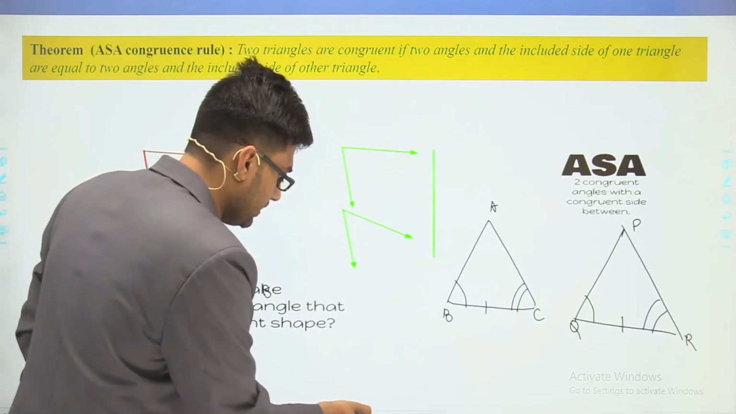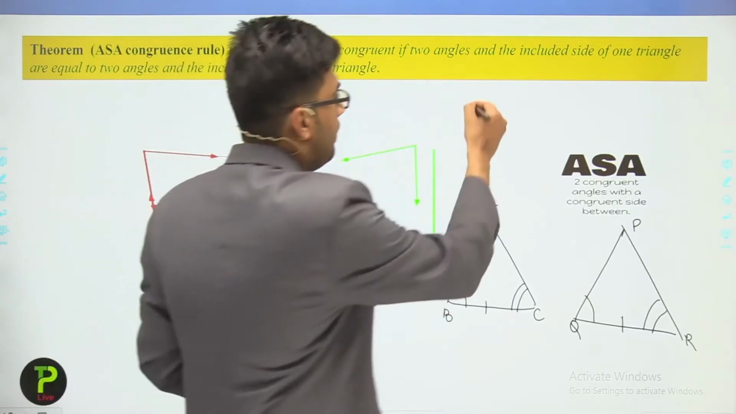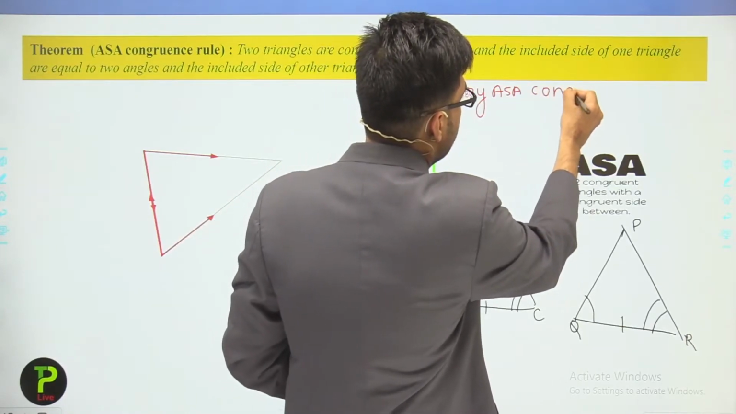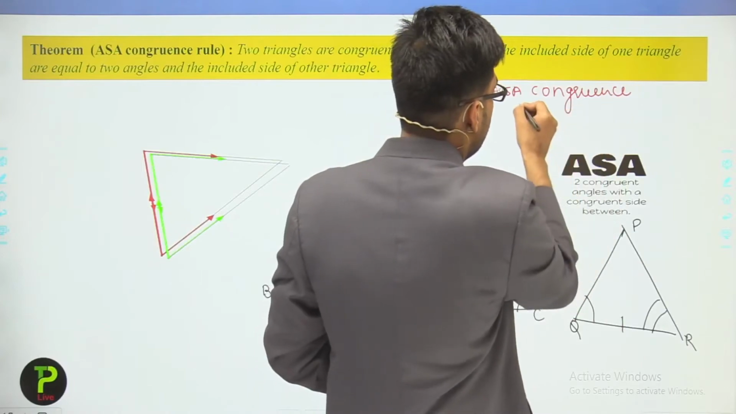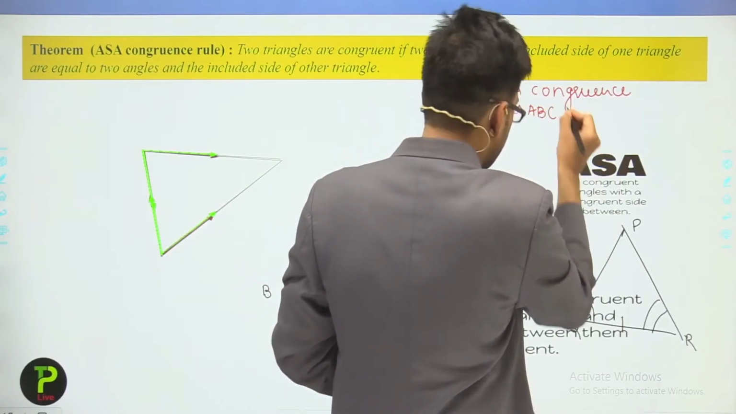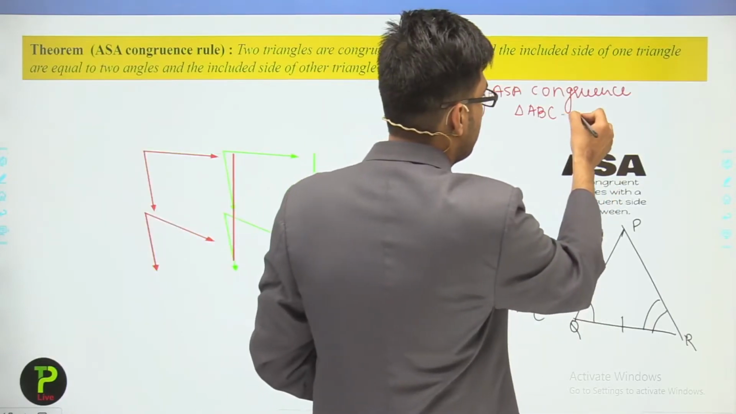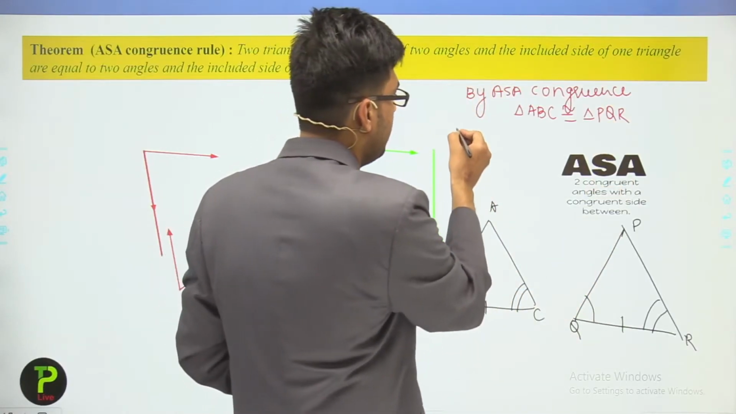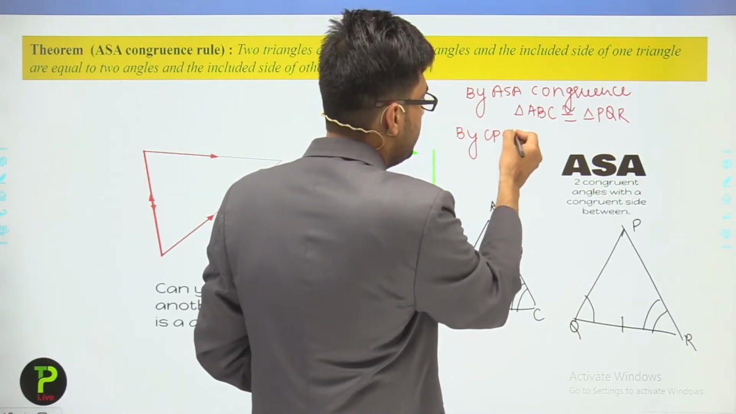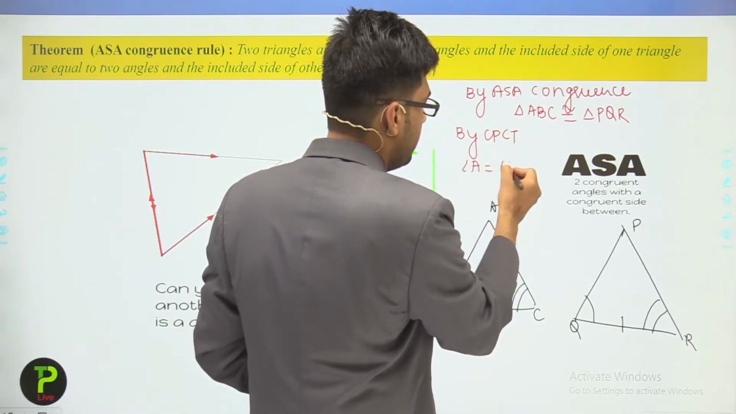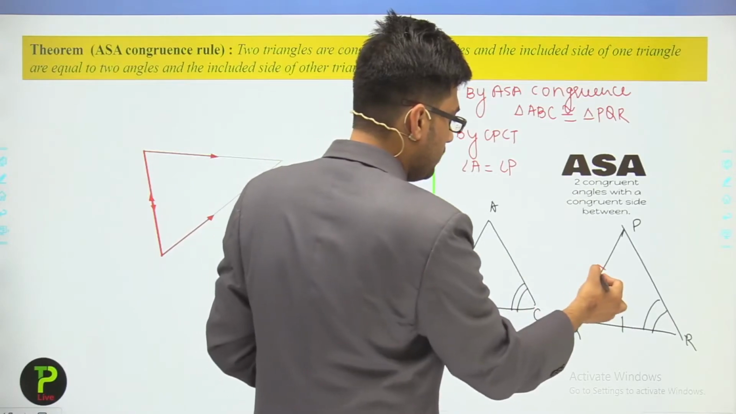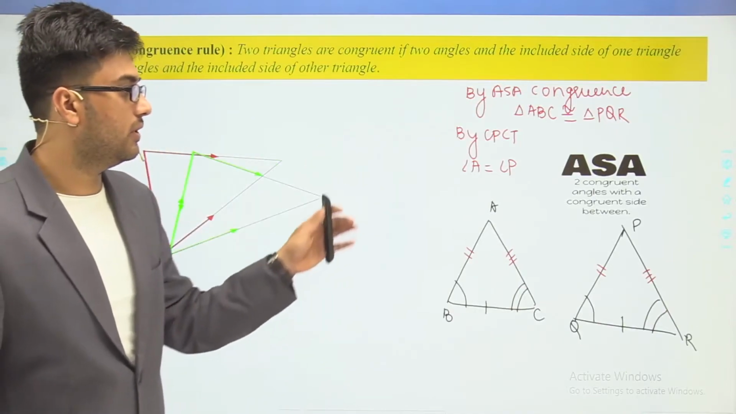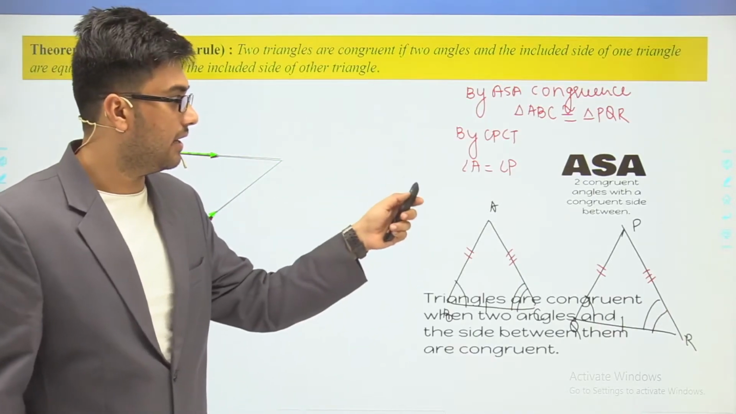And by CPCT we can say that, by angle side angle congruency, triangle ABC is congruent to triangle PQR, and by CPCT angle A is equal to angle P, and the remaining sides are also equal. So this is the meaning of the angle side angle congruency criteria and CPCT.